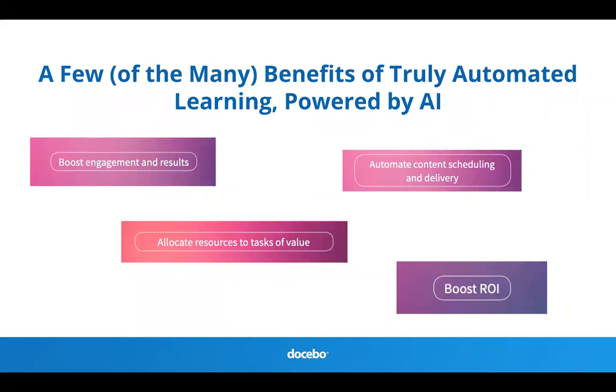So a few of the many benefits of truly automated learning powered by AI, we're just going to go through a few of those benefits here. To boost engagement and results, machine learning algorithms predict outcomes, allowing you to provide specific content based on a learner's past performance and individual goals.